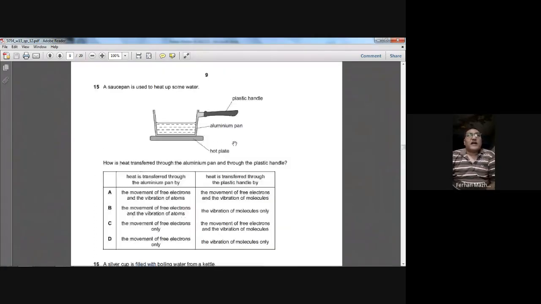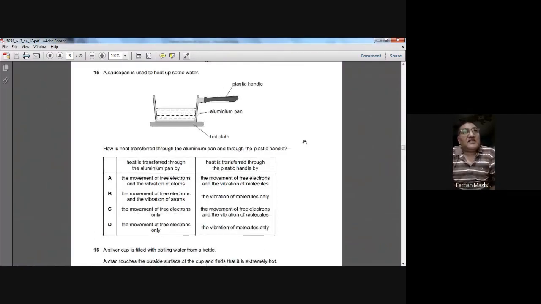Okay, dear students, we are on question number 15. A saucepan is used to heat up some water. How is heat transferred through the aluminum pan and through the plastic handle?